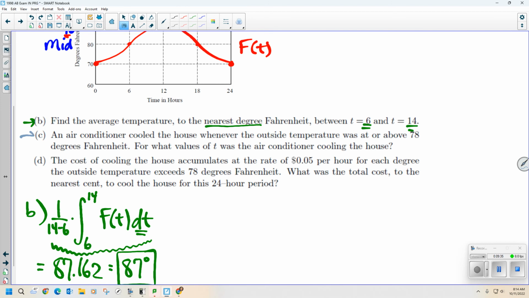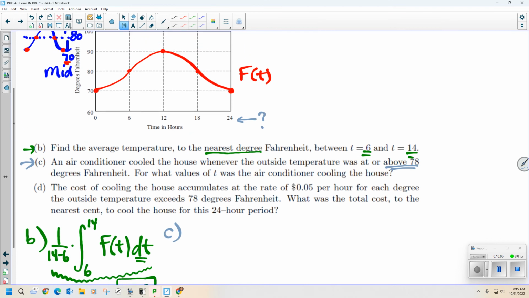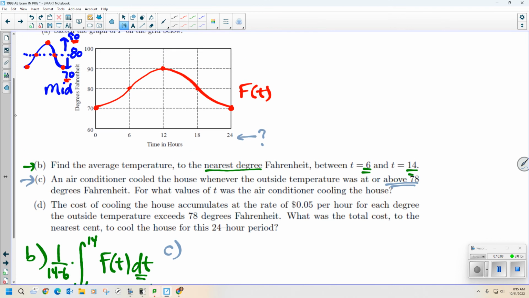C. An air conditioner cooled the house whenever the outside temperature was at or above 78 degrees Fahrenheit. For what values of t was the air conditioner cooling the house? So I need to figure out for what values, basically when it got above 78 degrees, because the AC turned on when it was above 78. All I'm going to do is take f of t and set it equal to 78 degrees and see where they cross.